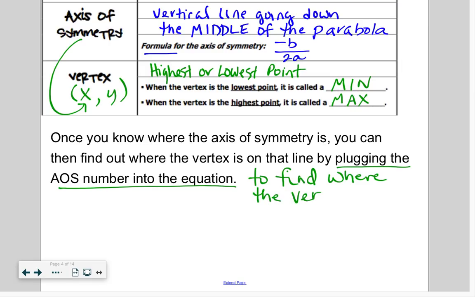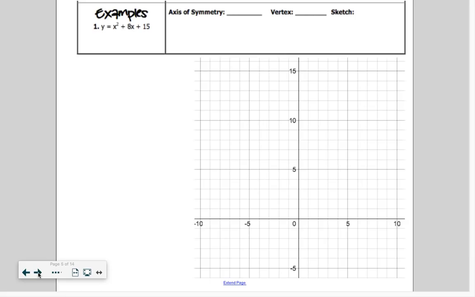And that's all we're going to do today, is practice finding the axis of symmetry, and from that getting the vertex. That's all we're going to practice today. So we have our example first. It gives us an equation.